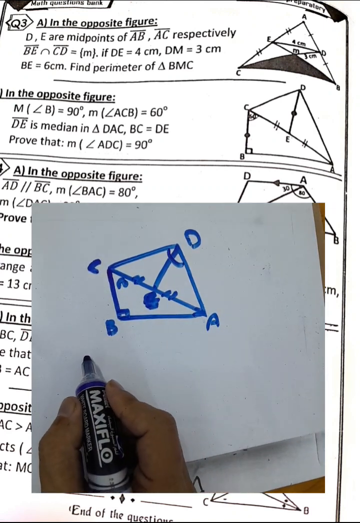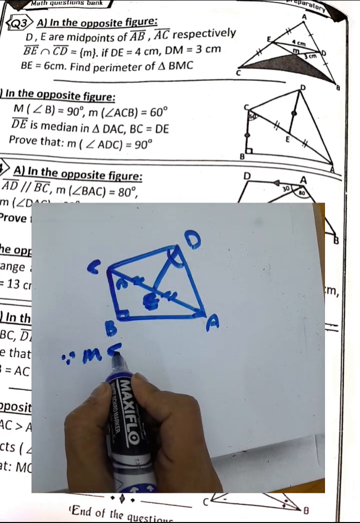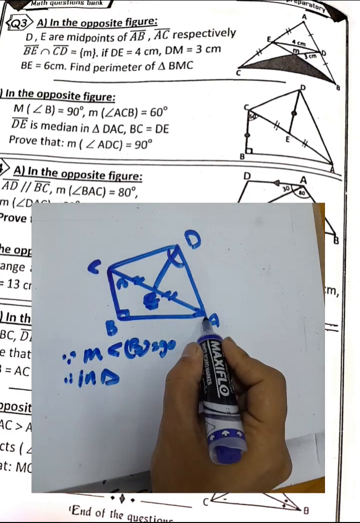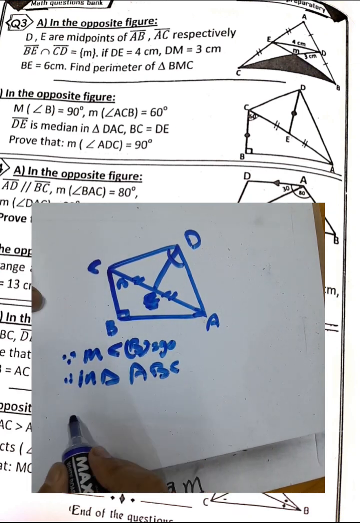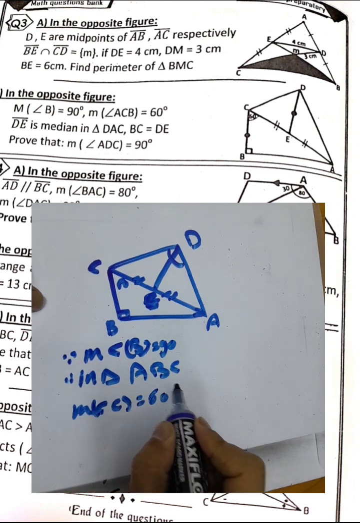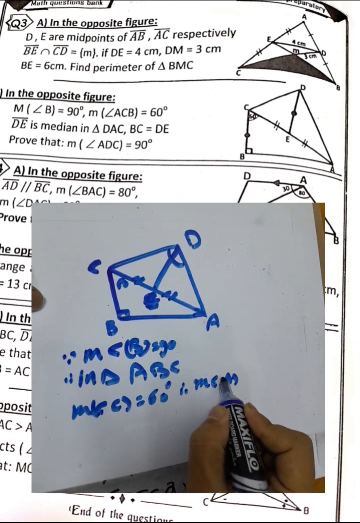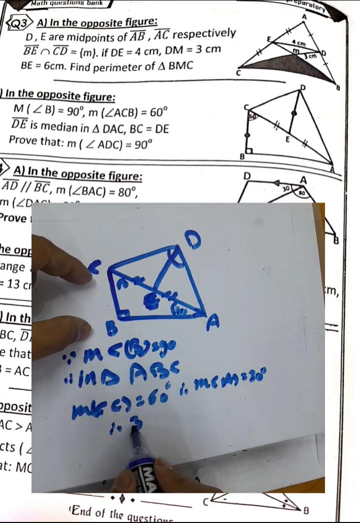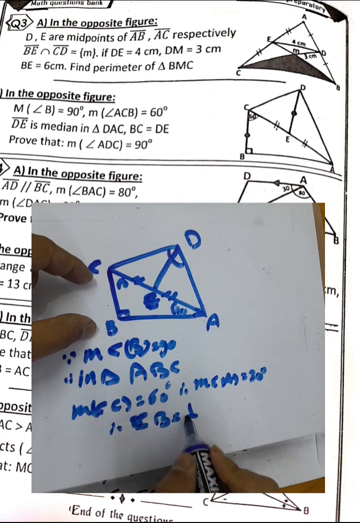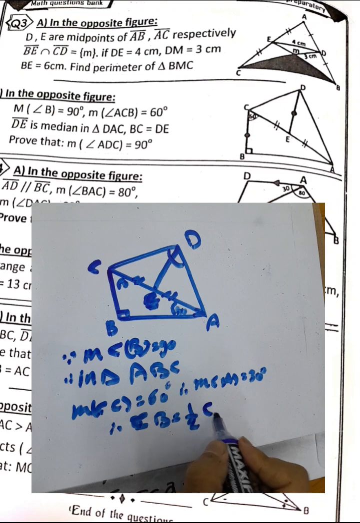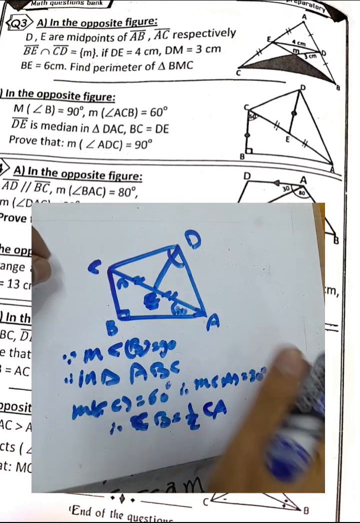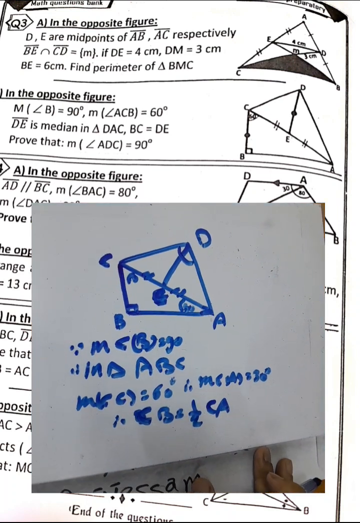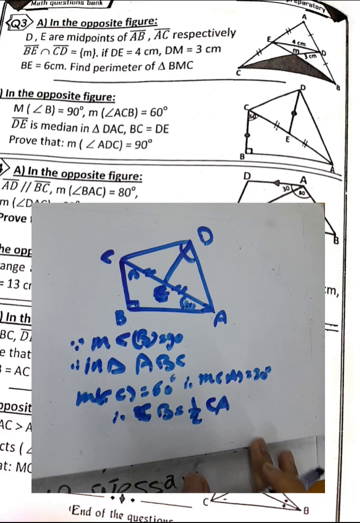Okay, we can prove that by the measure of angle B being 90. In triangle ABC, the measure of angle C was 60 degrees. Then the measure of angle A here will be 30. Then CB will be equal to half of the hypotenuse, half of CA. The length of CB is half of CA. Okay, and he gives us this information. He tells us it was the median.